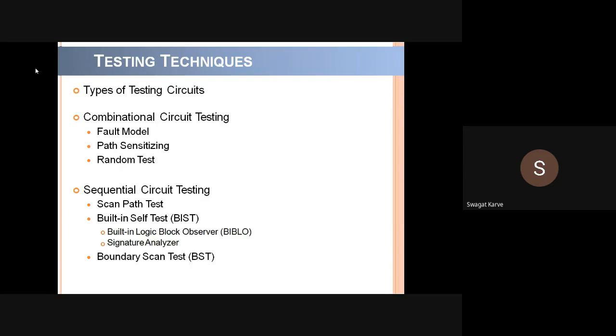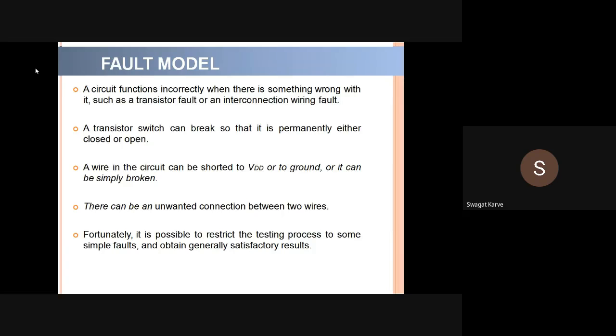First one is scan path, second one is built-in self test, and third one is boundary scan test. Clear? Now we will discuss the first method of combinational logic circuit testing, that is fault model.